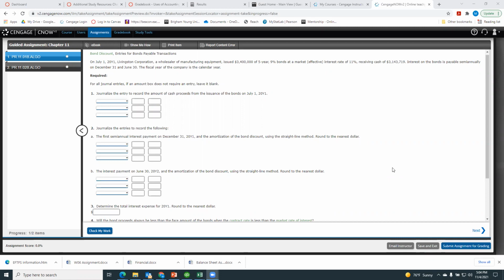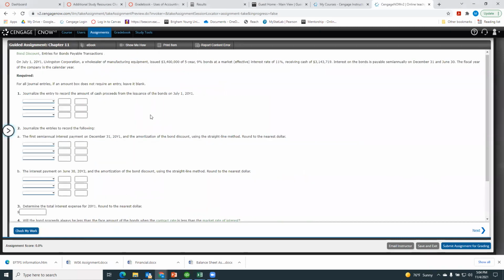On July 1st, Livingston Corporation, a wholesaler of manufacturing equipment, issued $3,400,000 of 5-year 9% bonds at a market interest rate of 11%. They received cash of $3,143,719. Interest on the bonds payable is semi-annual, December 31st and June 30th. So for all the journal entries, you can read all that.